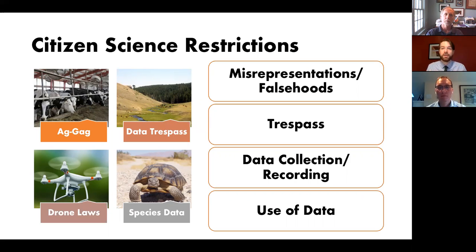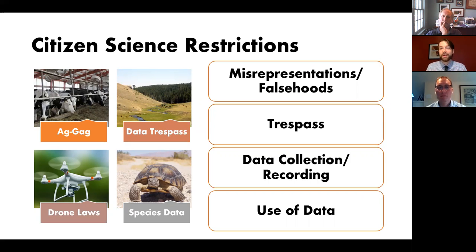And these four categories of laws work in several fairly common ways. There are four provisions, and this is not an exhaustive list, that have been important to courts, these types of restrictions. The first is on misrepresentations or falsehoods. So this is lying in order to gain access a lot of the time.